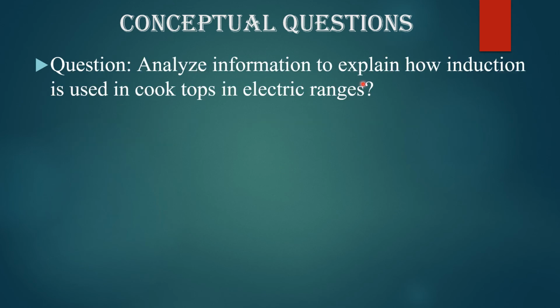Question: analyze information to explain how induction is used in cooktops and electric ranges. We use a coil beneath the glass ceramic cooktop, and we apply alternating current to that coil. Due to alternating current, there will be change in magnetic flux through that coil, and this will produce eddy current in the metal pot. The metal pot will be heated due to that eddy current, because eddy current generates extra heat in metal pots, and that metal pot will heat up the food.